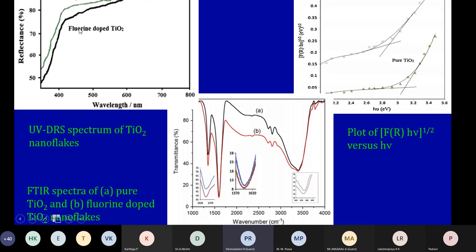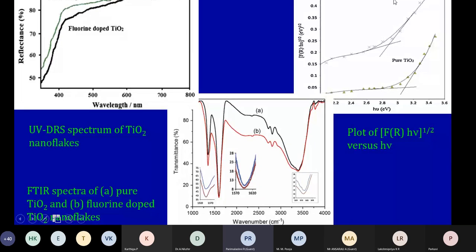Here TiO2 exhibits an absorption band at 420 nanometers, and when we introduce fluorine into TiO2, the absorption is shifted towards the red end. So using this graph, we modify it using the Monk model, and we plot a Tauc plot here. Using this Tauc plot we can find the band gap energy of titanium oxide and fluorine-doped titanium oxide.